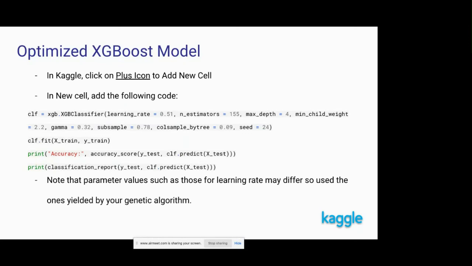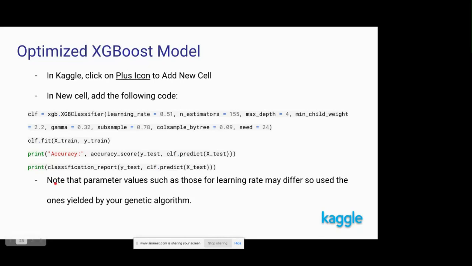So the first thing you guys are going to do is, in our Kaggle notebook, click on the plus icon to add a new cell. In that new cell, you're going to add the following code. You're going to develop a new model with the parameters from before, like the learning rate, estimators, max depth, and such, and then fit our training data. And then we're going to print our accuracy score and classification report, as we did before with our original model.